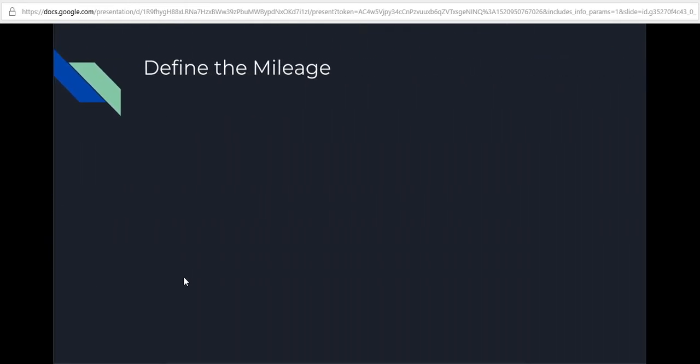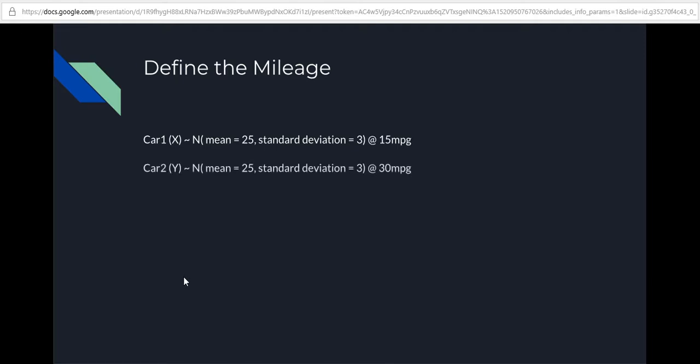So now that we have the price defined, let's go ahead and take a look at the mileage between the cars. So car 1 is normally distributed with the parameters, and it travels at 15 miles per gallon. And car 2 has the same parameters of the normal distribution, except that car 2 travels at 30 miles per gallon.